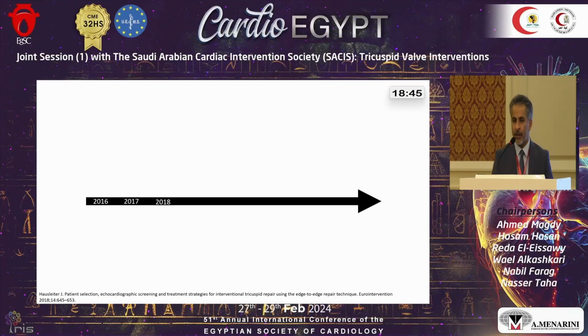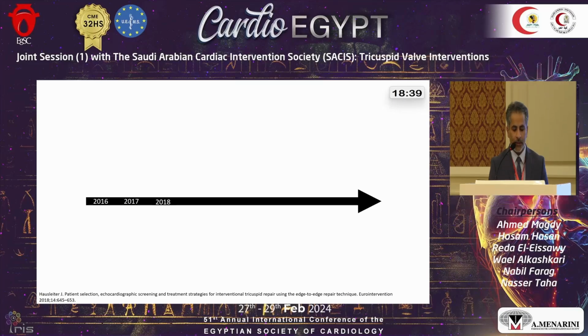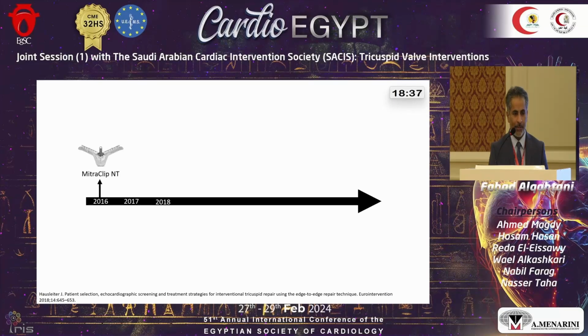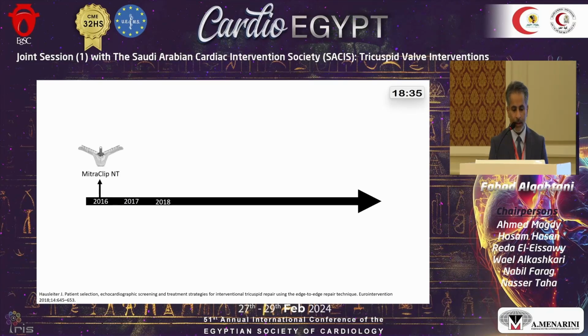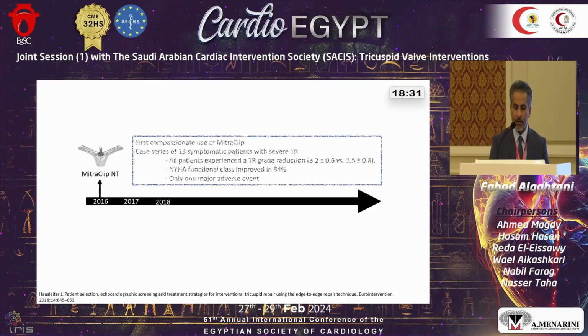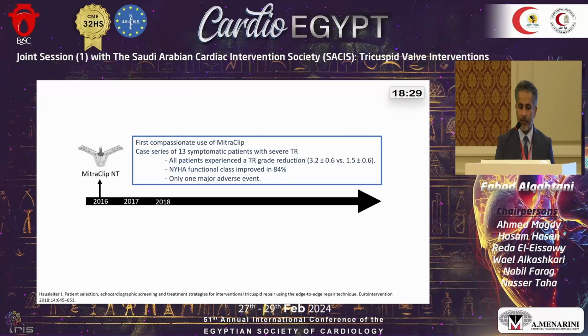The tricuspid valve field evolved over the years, and the first use of TriClip was in early 2016. It was a mitral clip used to treat tricuspid valve regurgitation. This was a first compassionate use of mitral clip, a case series of 13 symptomatic patients with severe TR. All patients experienced a good TR reduction. The New York Heart Association class improved in 84%. Only one major adverse event.